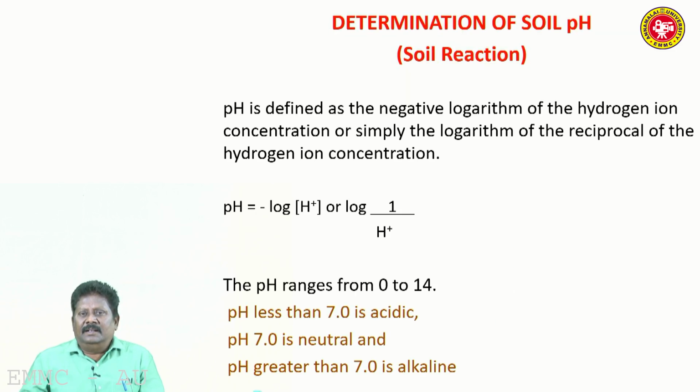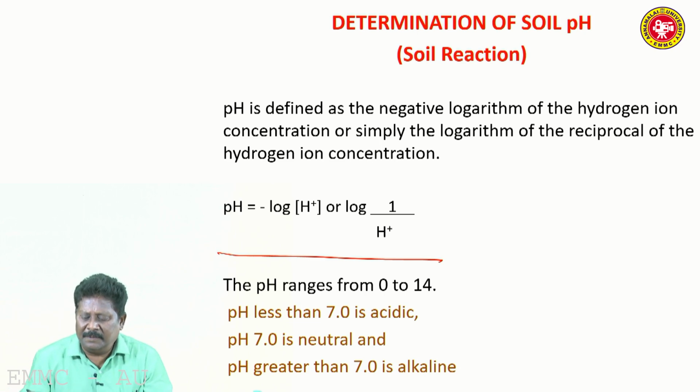Soil reaction, many of us know the definition. This you have studied in your schooling days. pH is defined as the negative logarithm of hydrogen ion concentration, or simply the logarithm of reciprocal of hydrogen ion concentration. So, in a system, when you measure the activity of hydrogen ion or the concentration of hydrogen ion, then it is called the pH. The pH is defined as the negative logarithm of hydrogen ion, or log 1 by H plus.